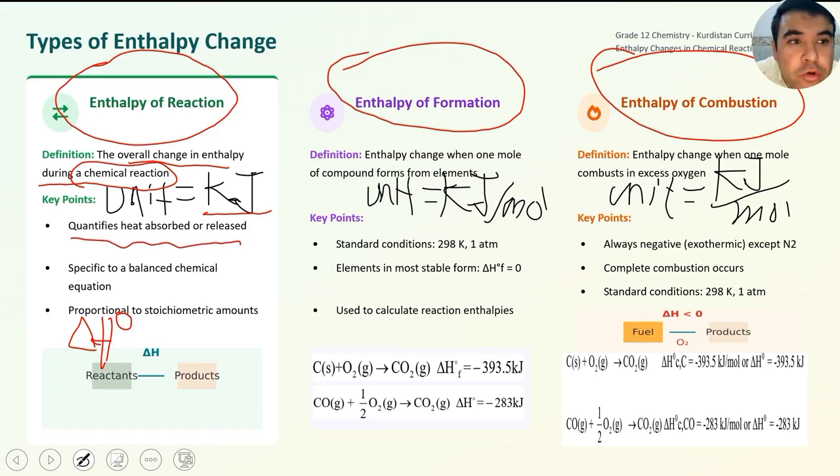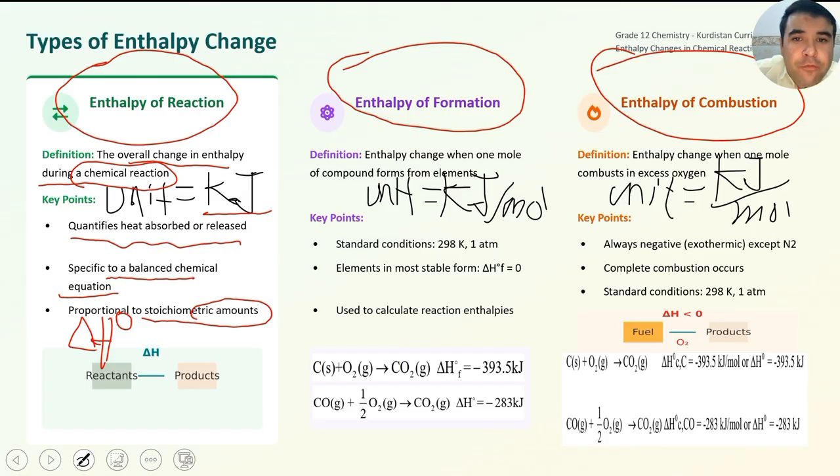It quantifies heat absorbed or released. We should know that the delta H can be exo or endo. It is specific to a balanced chemical equation, specific for the specific amounts, and can change for different amounts. It is proportional to stoichiometric amounts, directly proportional to the amounts. As the amount increases, the enthalpy change increases. As the amount decreases, the enthalpy change decreases.